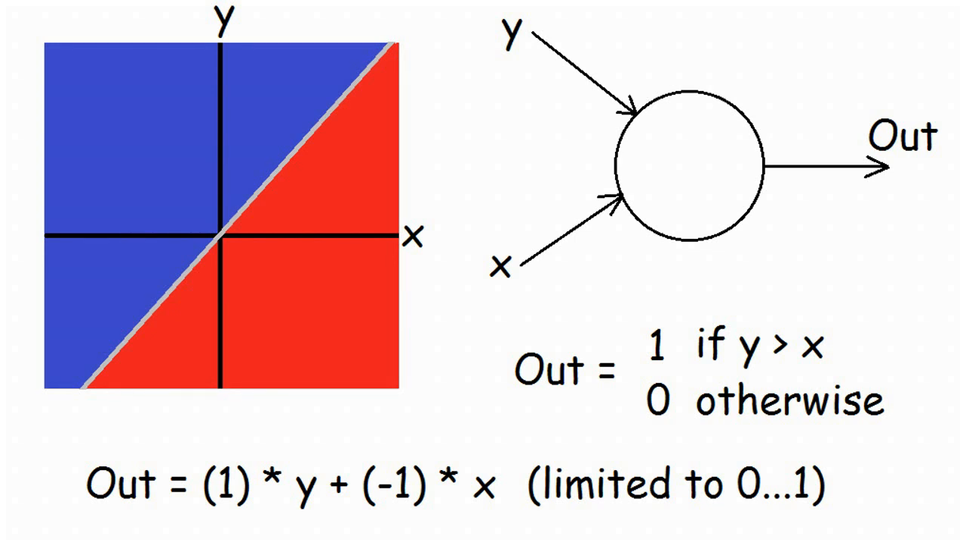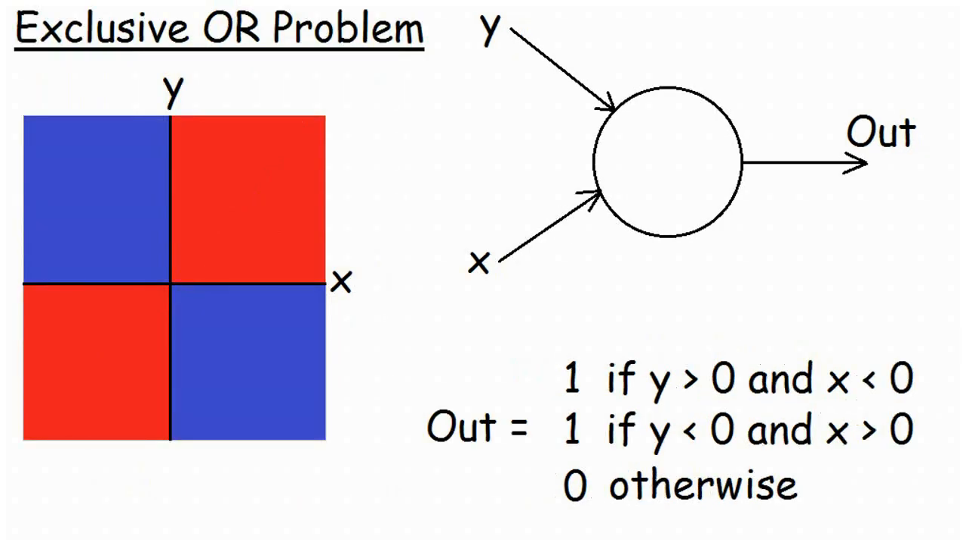As you can see, the setup for this problem is trivially easy. Just set the weight on the X connection to -1 and the weight on the Y connection to 1, so that the weighted sum is Y minus X. If the threshold on the neuron is at 0, then the neuron produces a 1 if Y is bigger than X, 0 otherwise. Here's an example of a linearly inseparable problem.